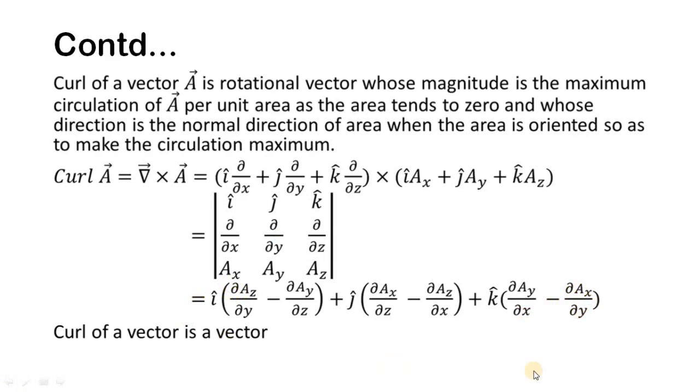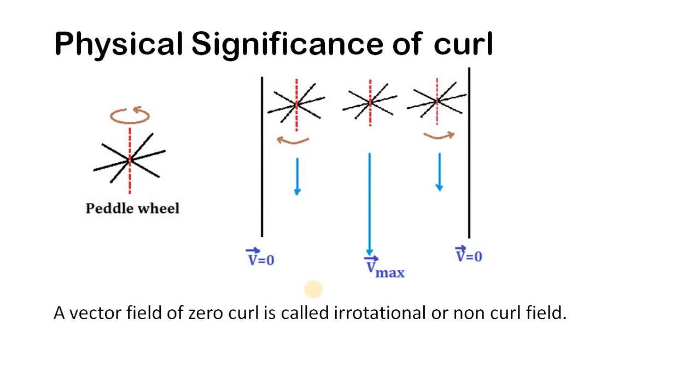Now if you look at this particular expression, it has components along i cap, j cap and k cap. And therefore, we can conclude that the curl of a vector is also a vector function. Next, let us understand the physical significance of a curl. To understand the concept of curl, a paddle wheel in a stream experiment can be used.